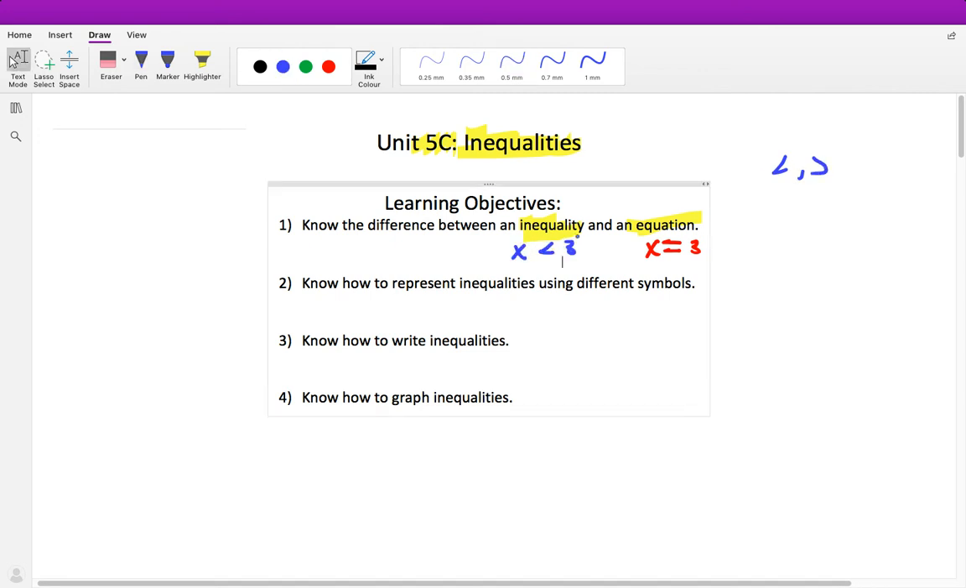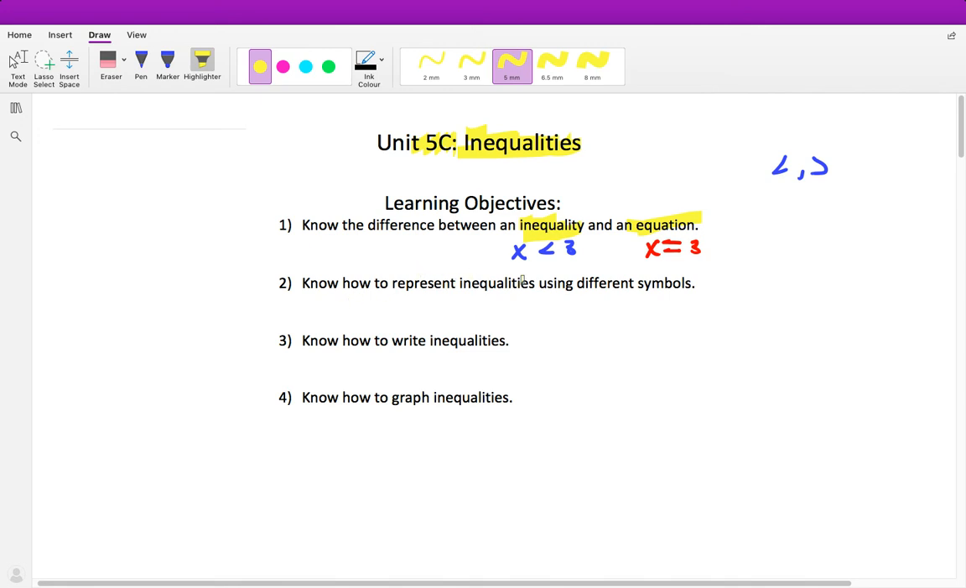Right? So there's a huge difference between these two, an equation and an inequality, and it's very, very important that you know the difference between them. All right, we're going to get more into the inequalities and all the different symbols that you might see. But for right now, you need to know the difference between an inequality and an equation.